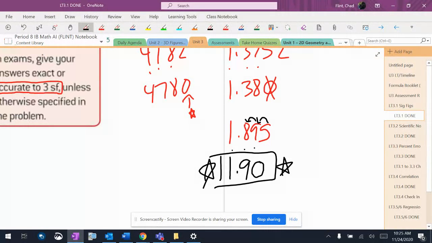Now, that doesn't happen all that often. Normally, when they have these questions, they're very straightforward. And 3 figures means 3 numbers, and you do it like that. All right, but that's what you want to look for. So from now on, anything that we do in this class, if it doesn't say what you're rounding to, 3 significant figures is what we want to do all the time.